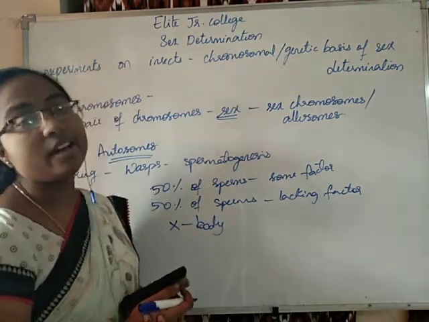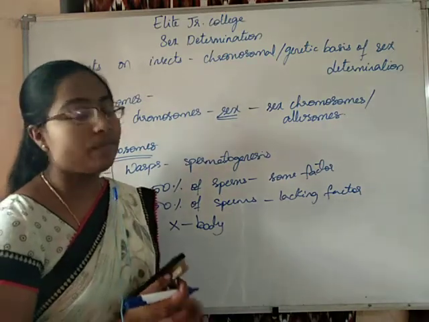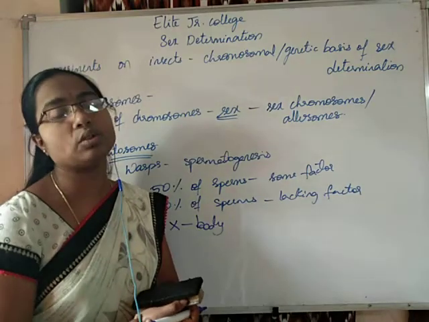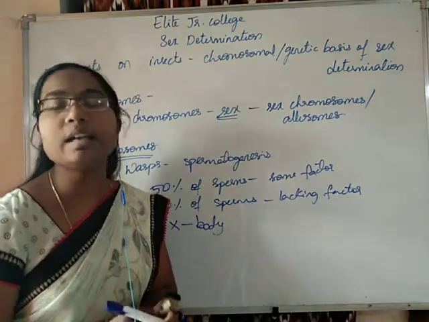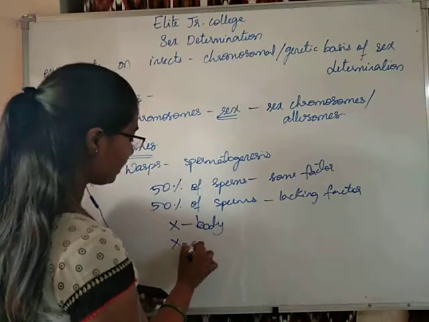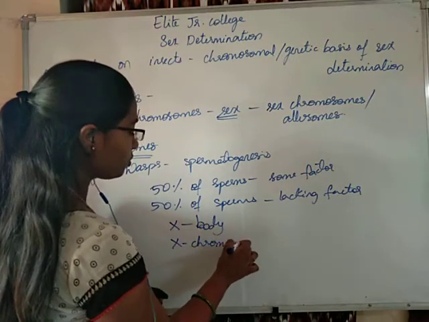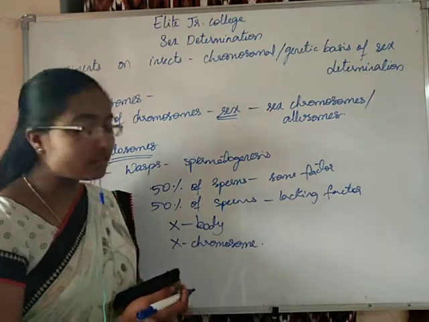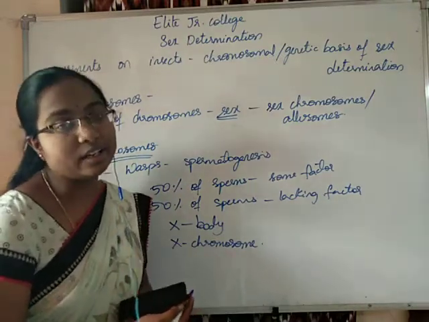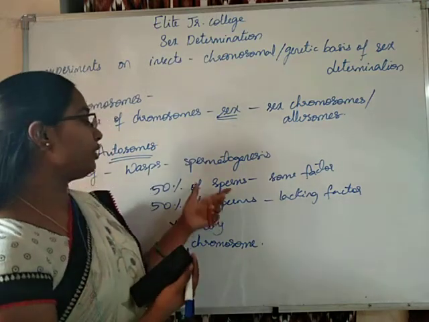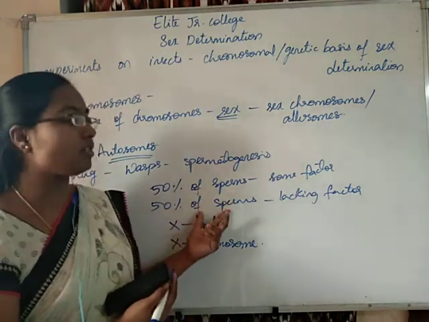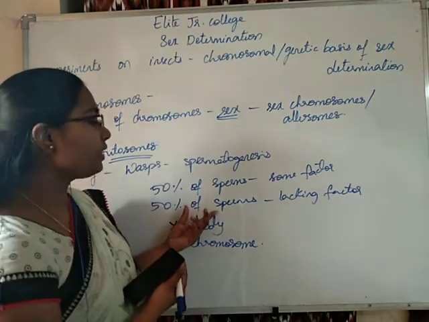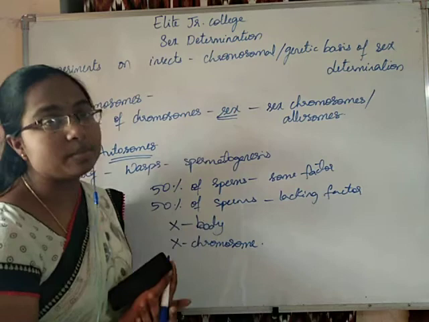Later, due to some other experiments, it was revealed that this X body is nothing but the X chromosome. The X chromosome is the one which is passed on to 50% of the sperms, and the other 50% of the sperms did not have the X chromosome. So, what were these 50% of the sperms having then?